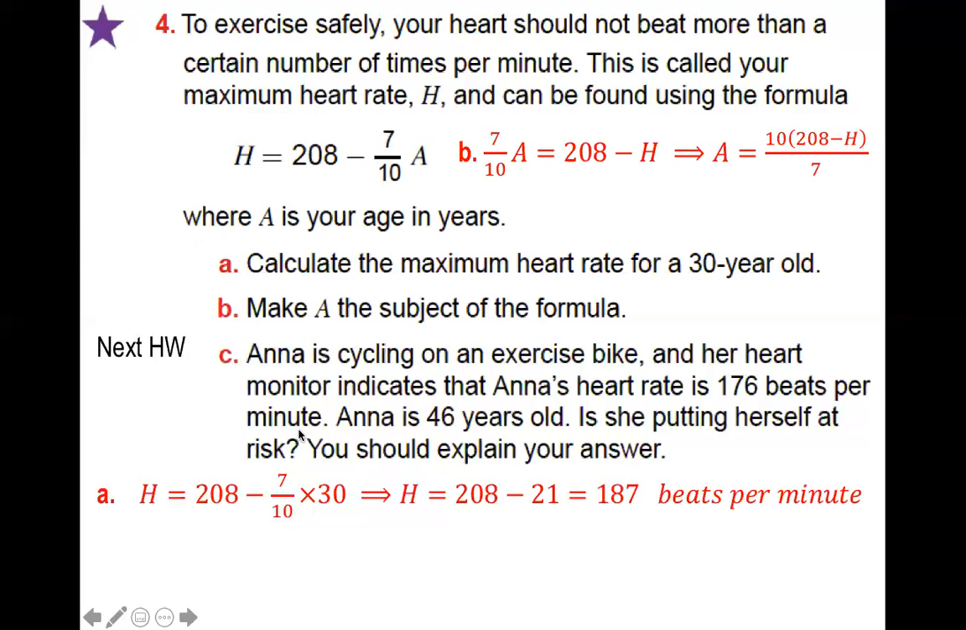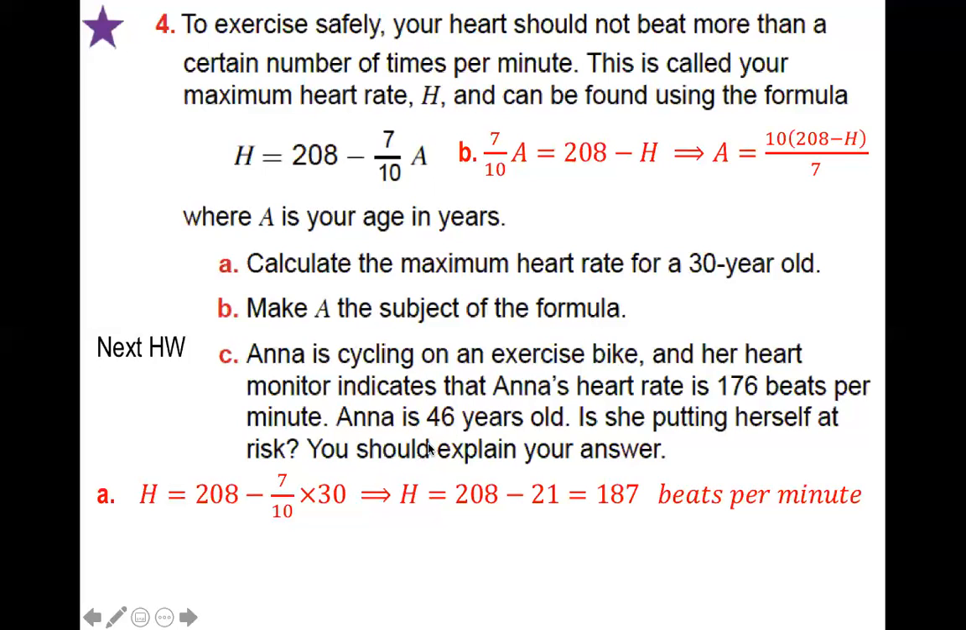But the next question they ask us is, we've got Anna, she's cycling on a bike. Her heart monitor indicates that she's at 176 beats per minute. And she's 46. Is she putting herself at risk? So basically, this tells us this is the maximum heartbeat that we should allow to someone.